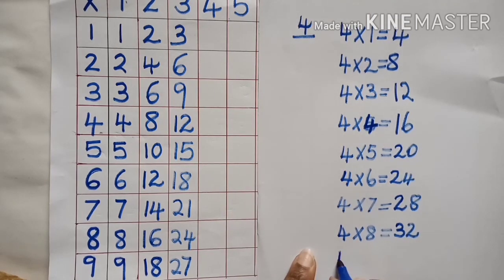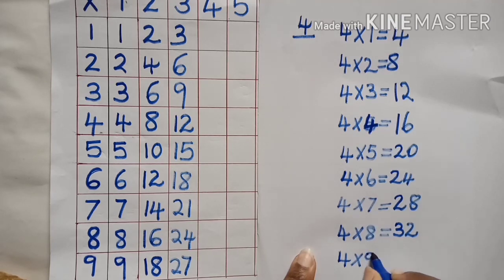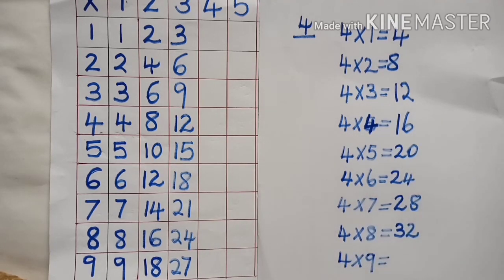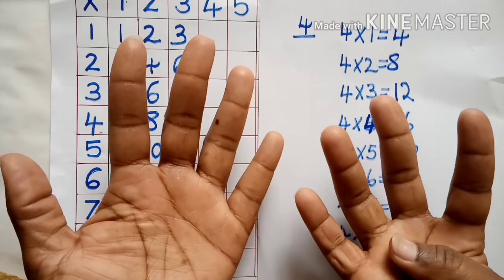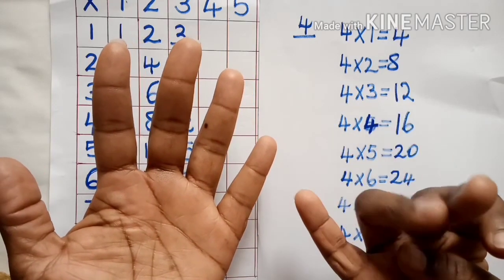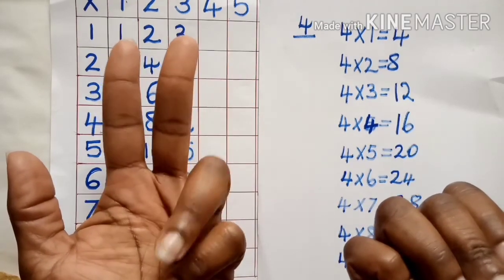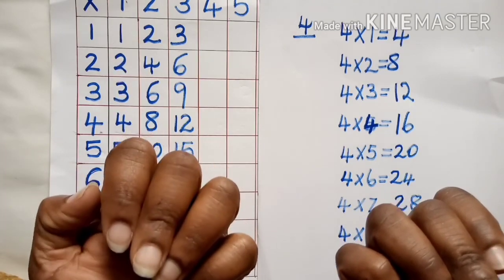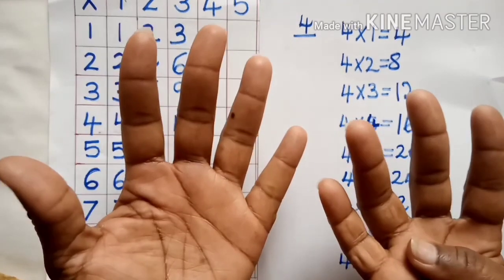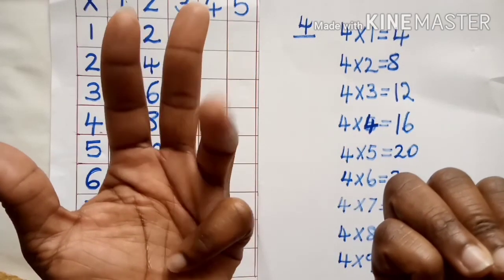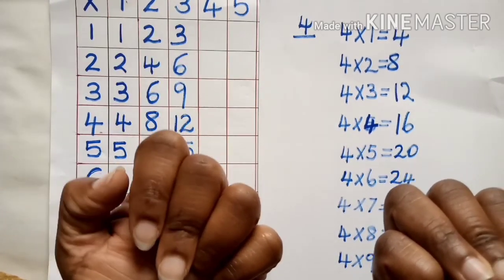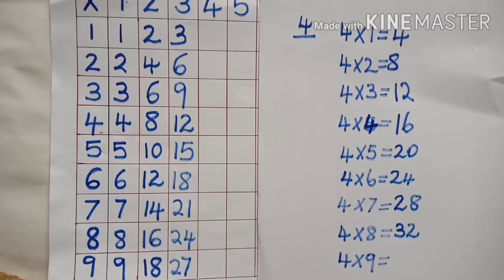Now we go to 4 times 9. So what is 4 times 9? We are going to do 3 times 9 first. 9 fingers out, count in multiples of 3. 3, 6, 9, 12, 15, 18, 21, 24, 27, plus fingers: 27, 28, 29, 30, 31, 32, 33, 34, 35, 36. So 4 times 9 is 36.